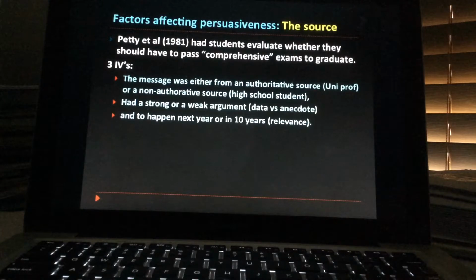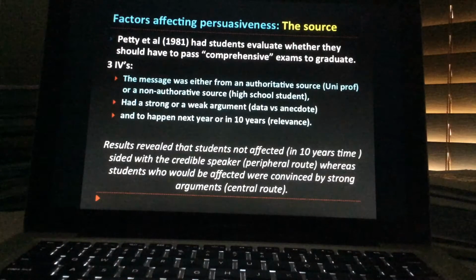So in this 2x2x2 fully experimental between subjects design, everyone was in one condition, so they either saw a uni professor or a high school student deliver the message, with an argument that was either data driven or anecdotal, and they were told it was either happening that year or in 10 years' time.